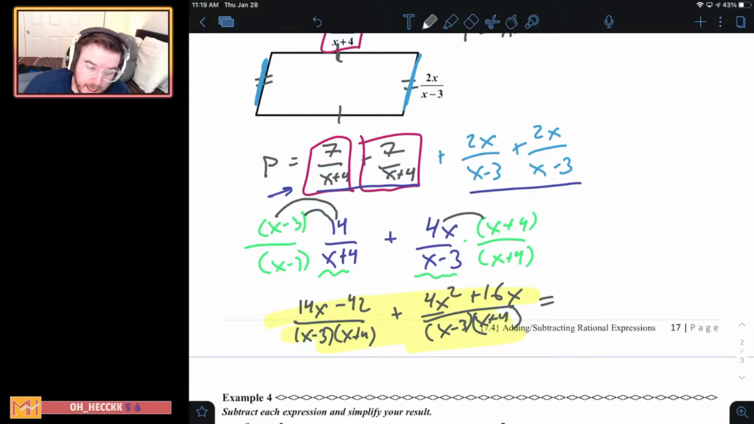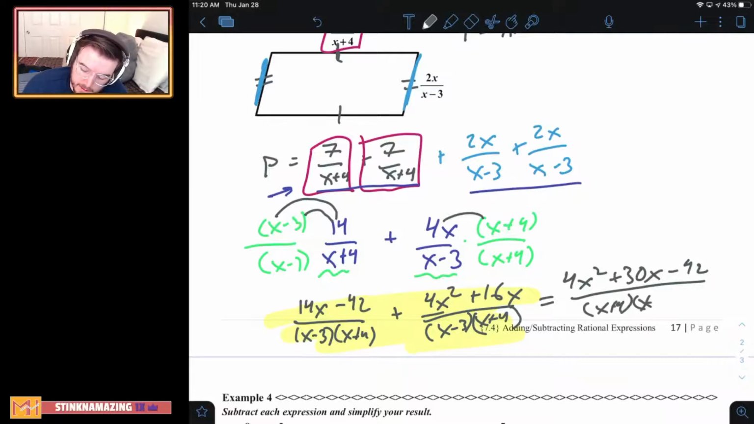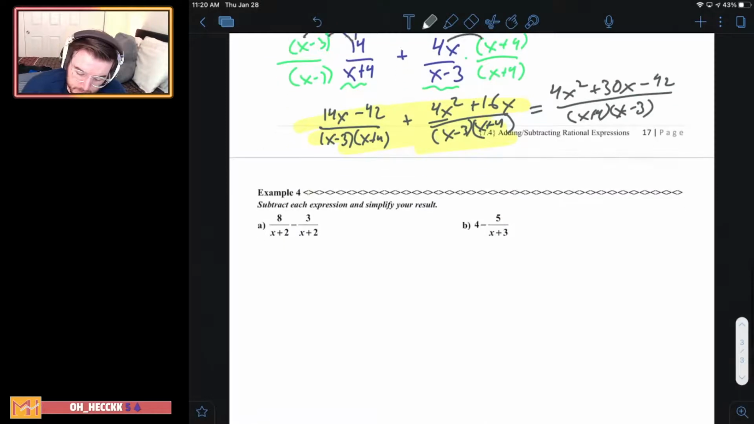There's only the one x squared term, so that's just as chillin'. And then 14x and 16x become 30x, and then minus 42, all over x plus 4 times x minus 3. And there it is there.